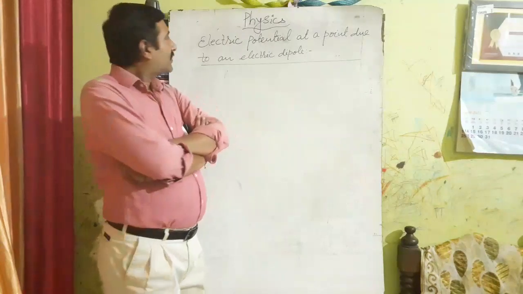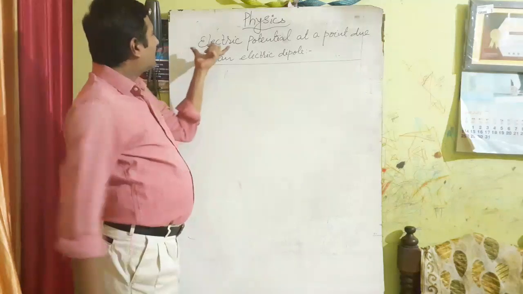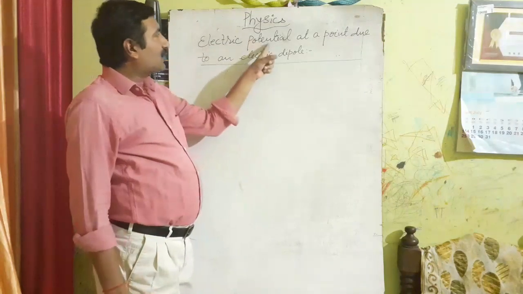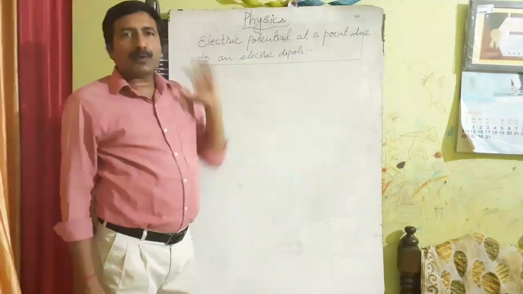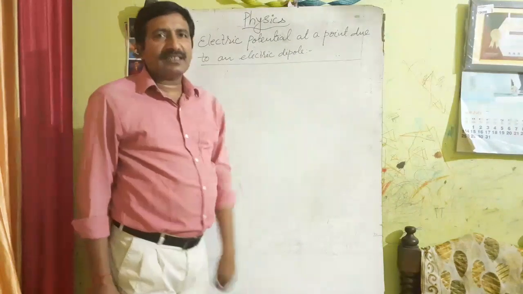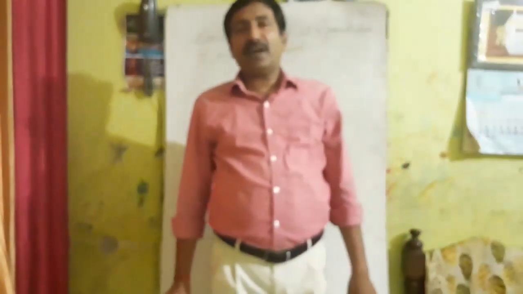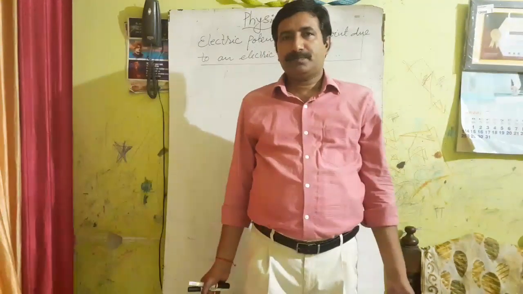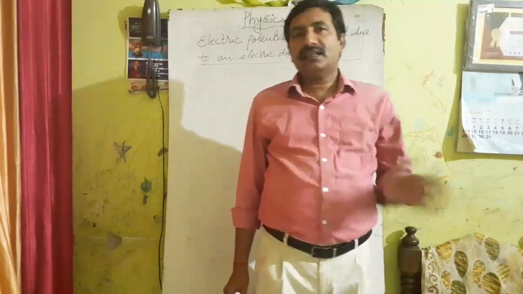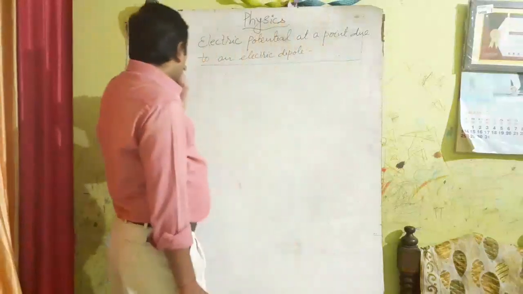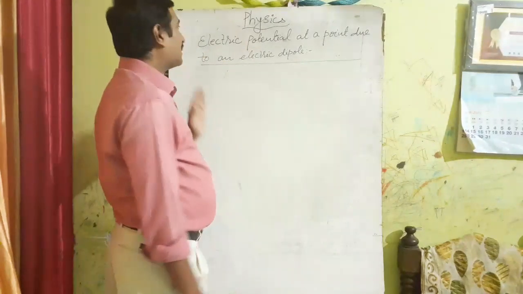Hello children, today we will start the topic electric potential at a point due to an electric dipole. In the previous lecture, you learnt about the electric field at a point due to an electric dipole, and electric dipole was discussed in the lecture. So you know about electric dipole. Now we will be discussing electric potential at a point due to an electric dipole.